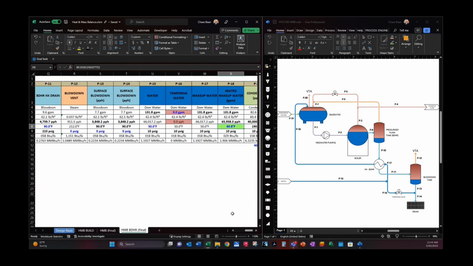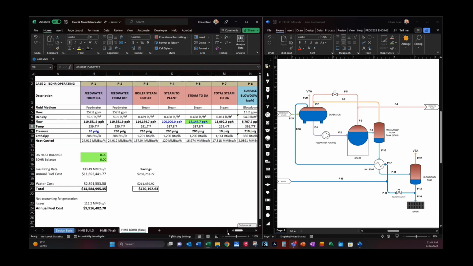So if we go back to this tab, this is being balanced. The deaerator balance is still there. You have less deaerator steam. You remember the number on the other tab was 16,000. That is due to now you have your flash tank here and you're capturing some of this flash steam.